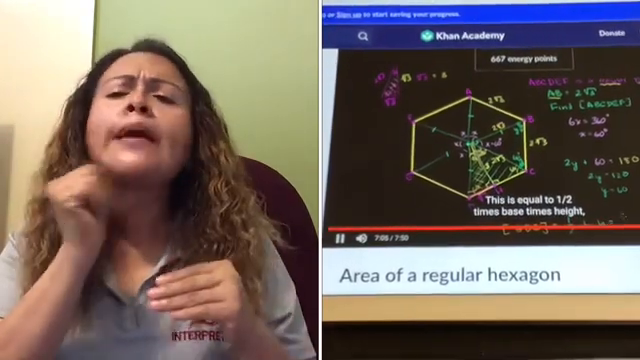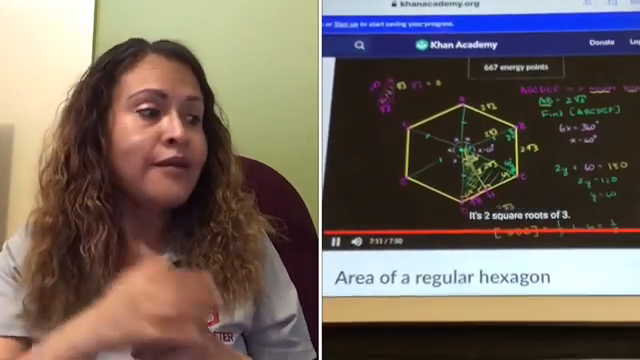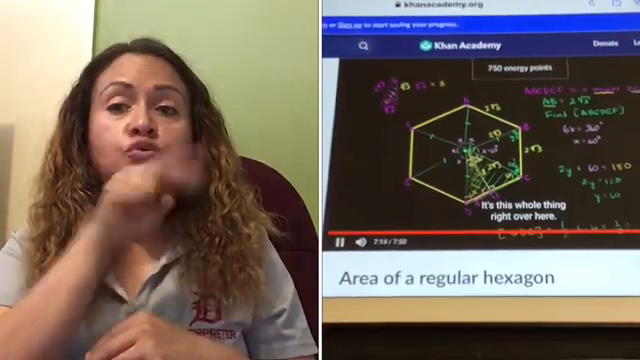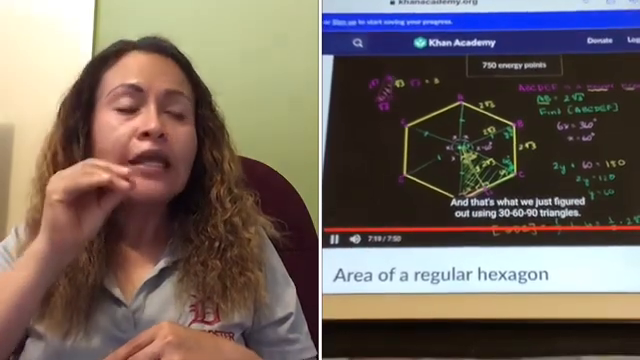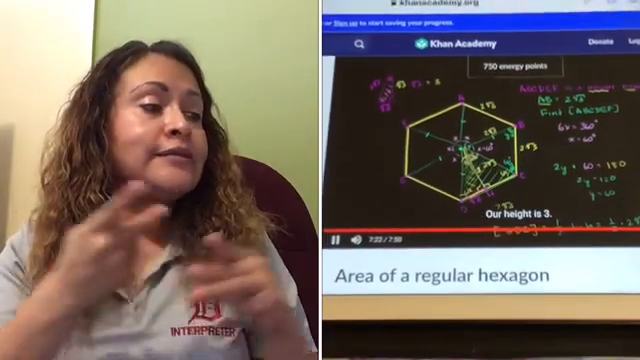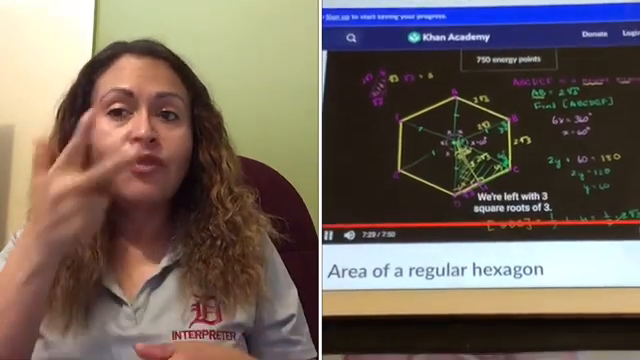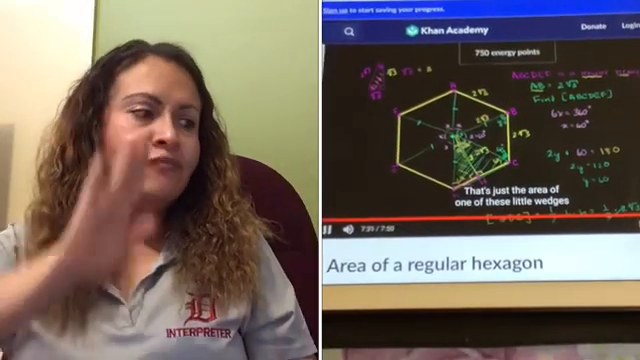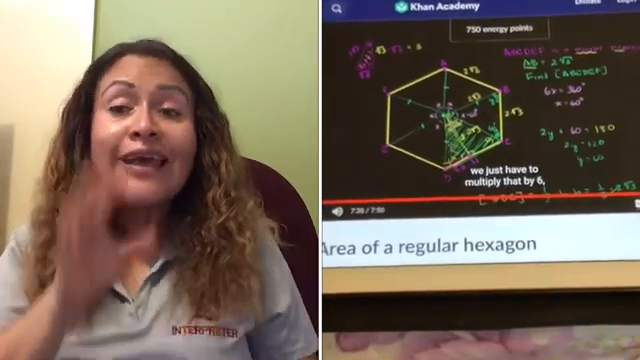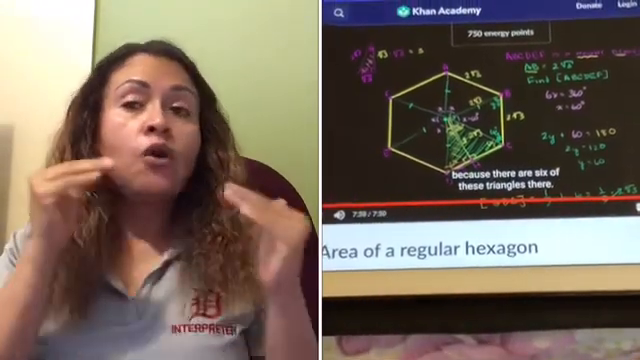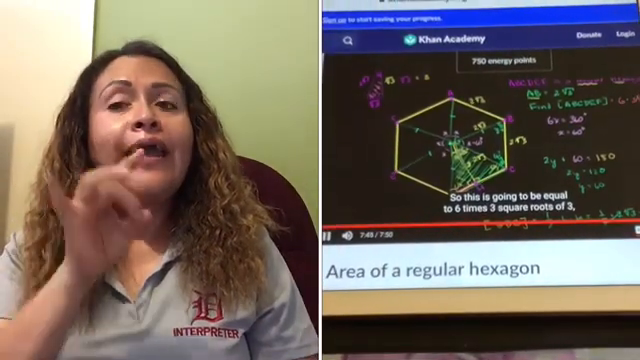What's our base? Our base, we already know, it's one of the sides of our hexagon. It's 2 square roots of 3. It's this whole thing right over here. So times 2 square roots of 3, and then we want to multiply that times our height, and that's what we just figured out using 30, 60, 90 triangles. Our height is 3. So times 3, 1/2 and 2 cancel out. We're left with 3 square roots of 3. That's just the area of one of these little wedges right over here. If we want to find the area of the entire hexagon, we just have to multiply that by 6, because there are 6 of these triangles there. So this is going to be equal to 6 times 3 square roots of 3, which is 18 square roots of 3. And we're done.